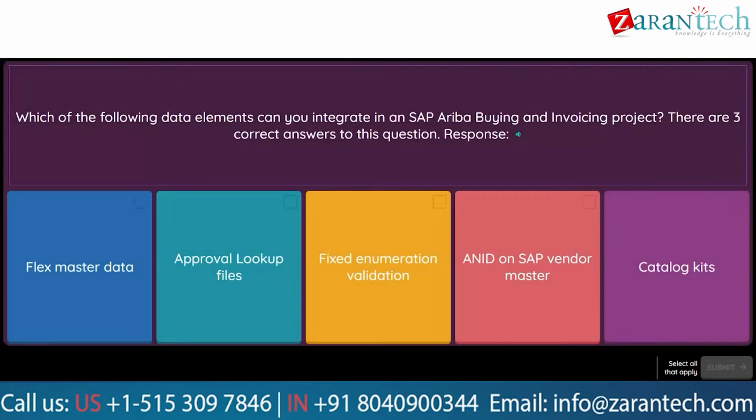Question: Which of the following data elements can you integrate in an SAP Ariba buying and invoicing project? There are three correct answers to this question. Response: Option 1, Flex Master Data. Option 2, Approval Lookup Files. Option 3, Fixed Enumeration Validation. Option 4, ANID on SAP Vendor Master. Option 5, Catalog Kits.